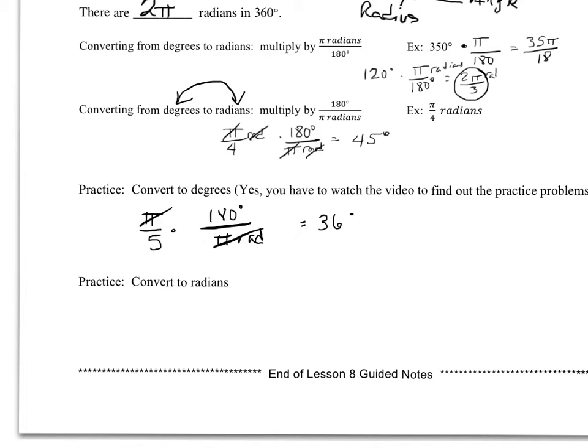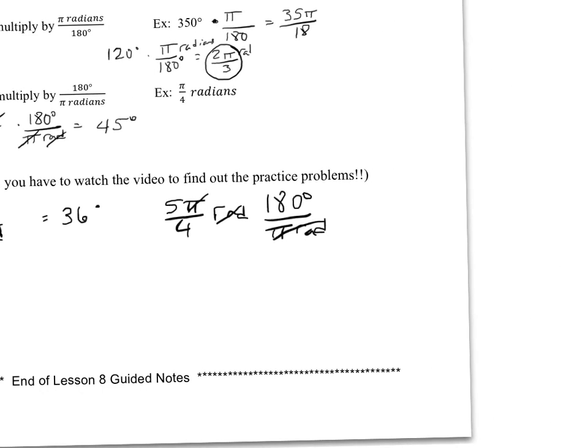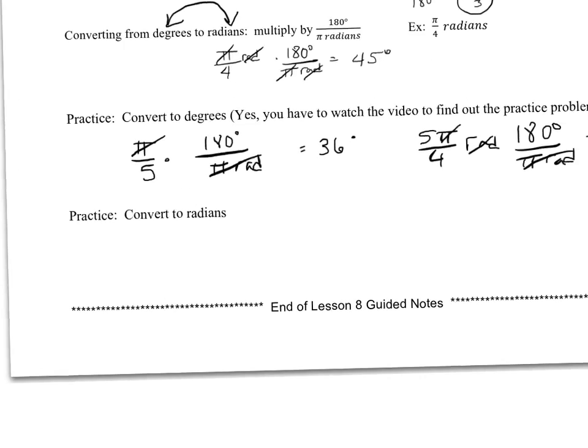Say I want to find 5 pi over 4 radians, and I want to convert that to degrees. Again, degrees goes on top, pi radians goes on the bottom. My pi's and my radians cancel out, and I take 180 times 5, and divide that by 4, and I get 225 degrees. Okay, let's try a couple more.